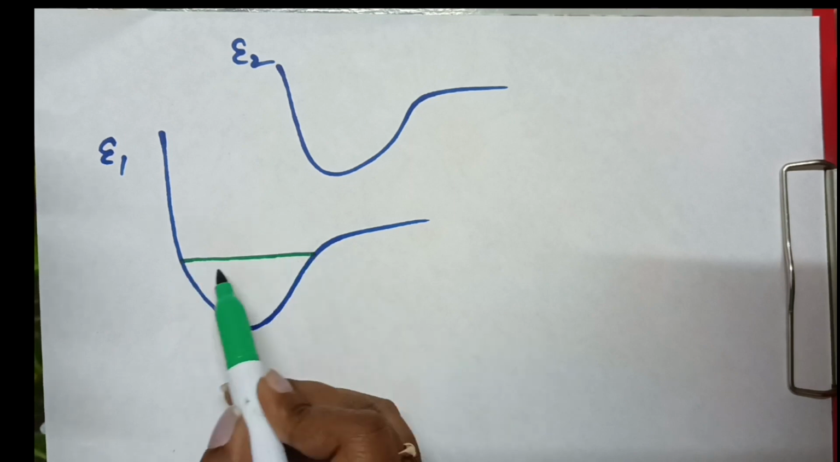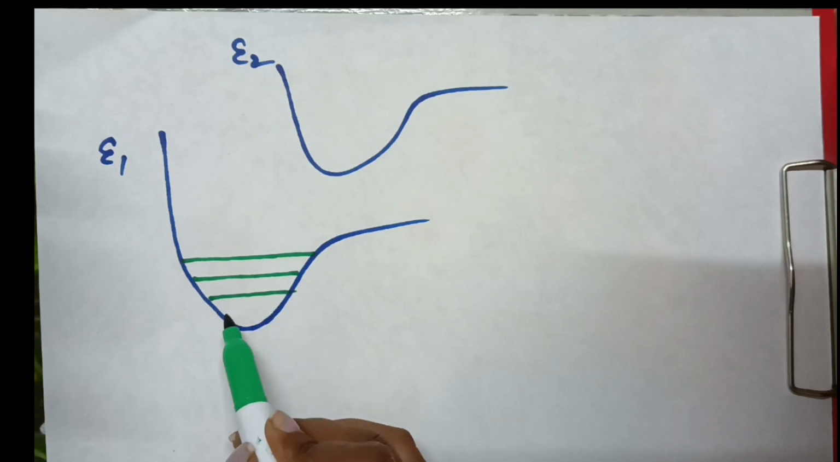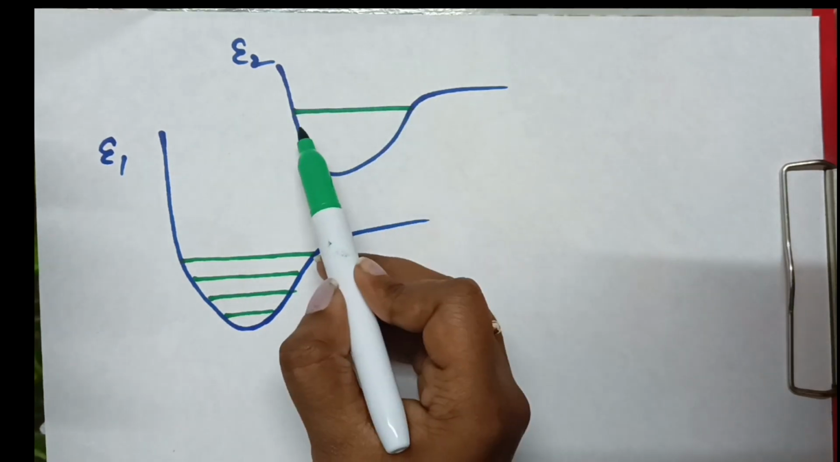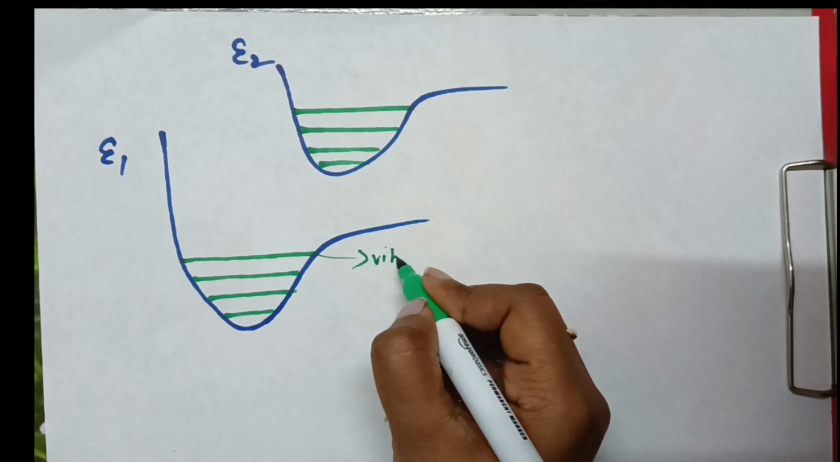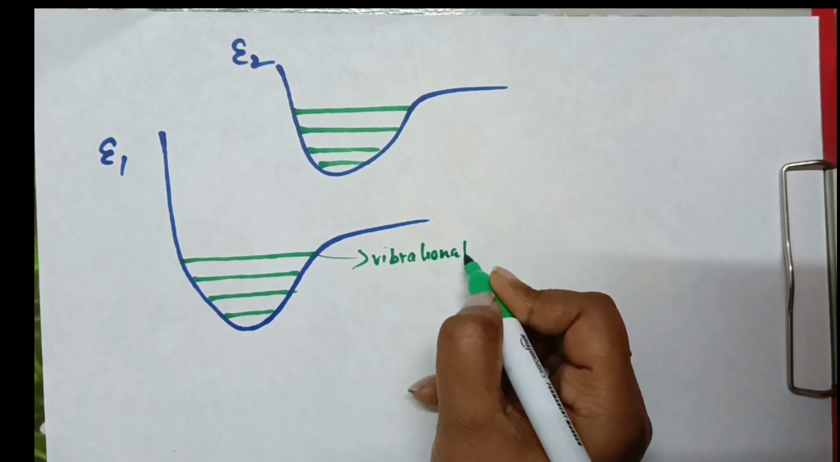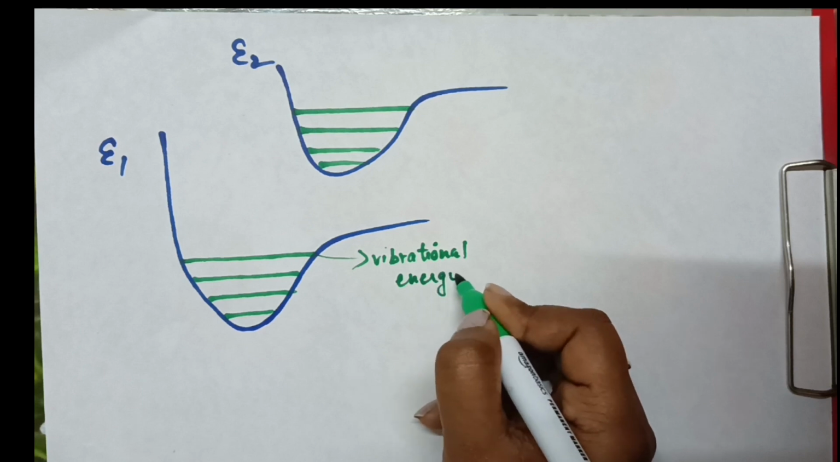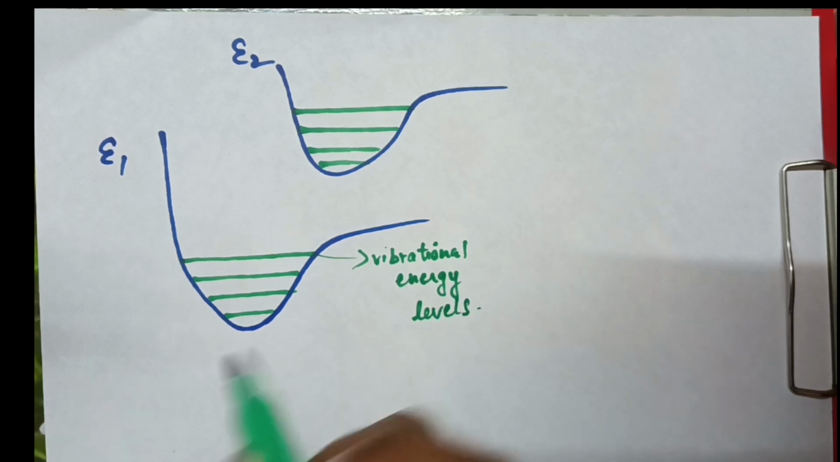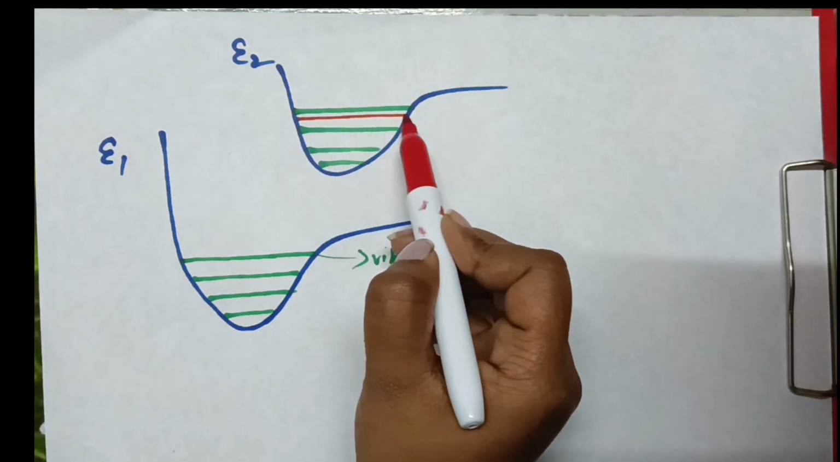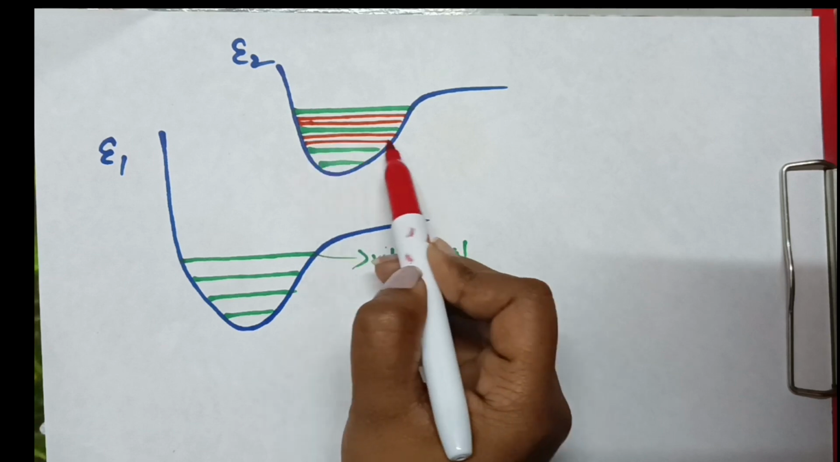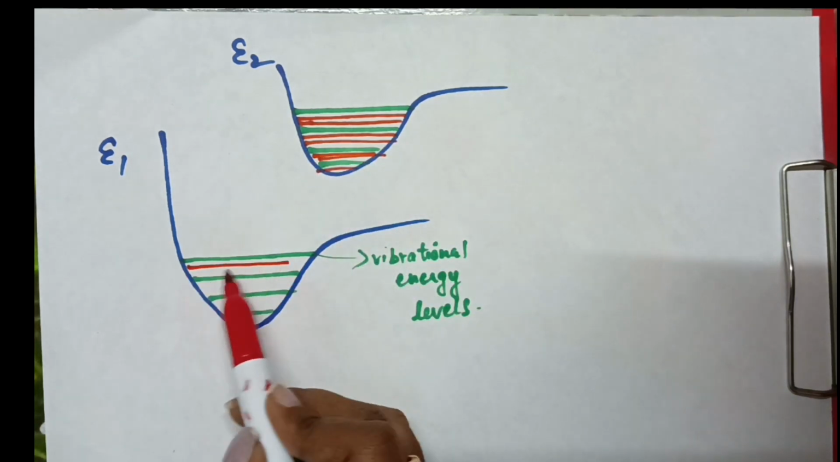Suppose these are the vibrational energy levels in E1, and these are in E2. These are vibrational energy levels, right? Now in between these vibrational energy levels, we will be having the rotational energy levels. In between these, we are going to have some rotational energy levels.